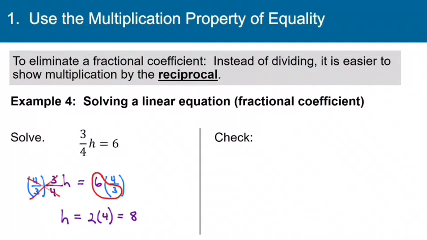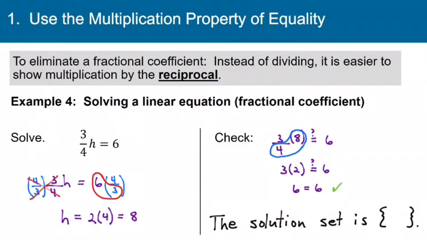Let's check that solution by putting this in place of the variable. So 3/4 times 8, and that's supposed to equal 6. So let's see if that is the case. So again, we have this situation where we have a number in the top divided by this number in the bottom, and it will make a whole number. So 8 divided by 4 is 2. This 3 times this 2 is supposed to be equal to 6, and we know 3 times 2 is 6, so that checks. And we can say that our solution set is 8.